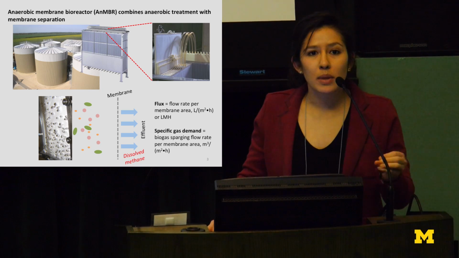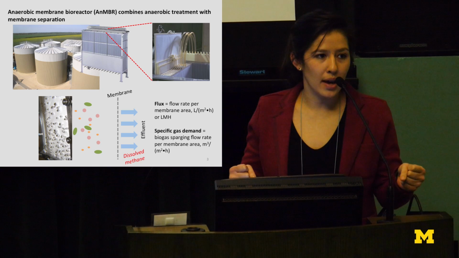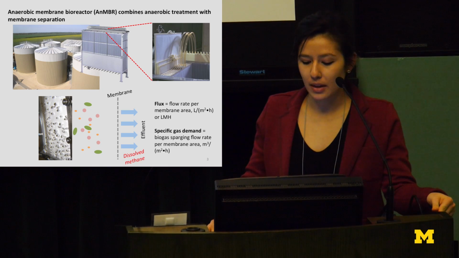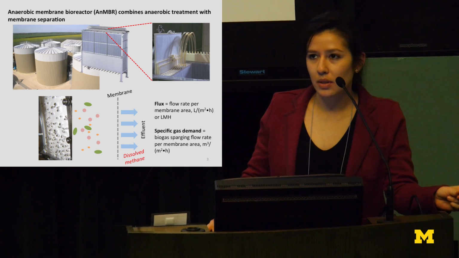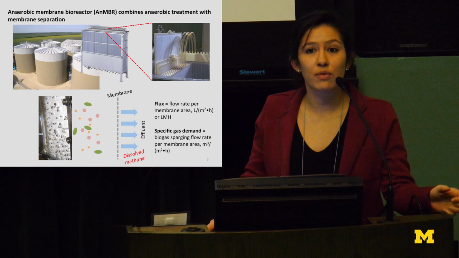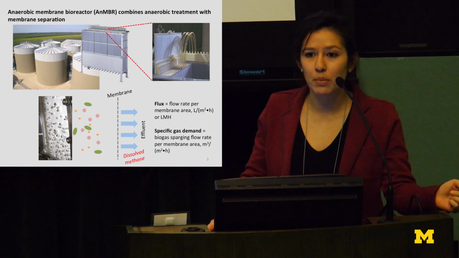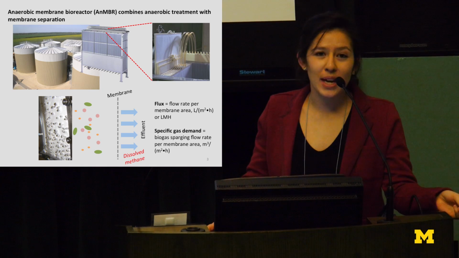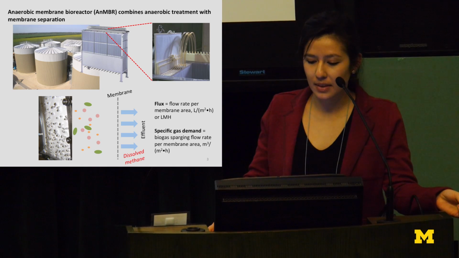And as that foulant accumulates, it takes more pressure to draw that effluent through the membrane, and we refer to that as transmembrane pressure. And just a couple other terms that we'll use in this presentation to describe the operation of these membrane systems: flux, which refers to the liquid flow rate per membrane area, and specific gas demand, which refers to the biogas sparging flow rate per membrane area.